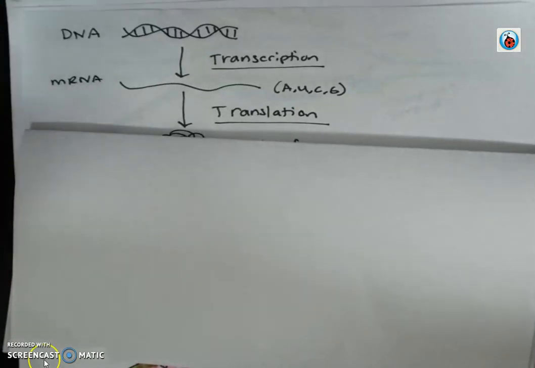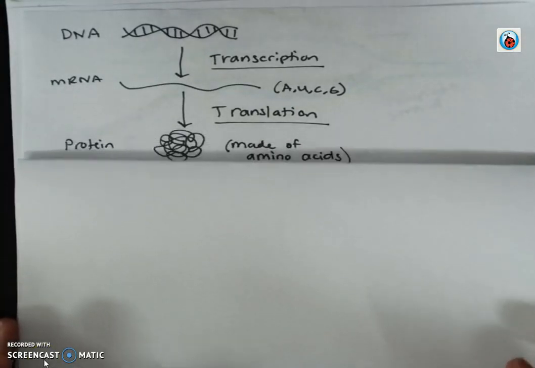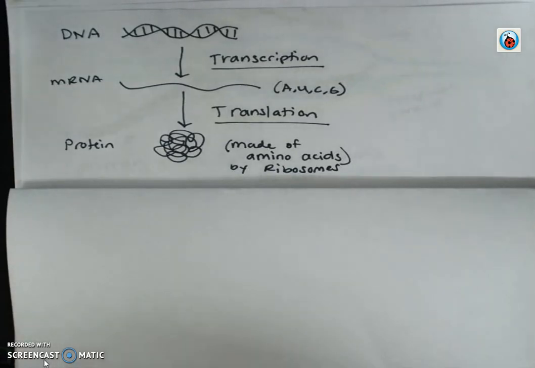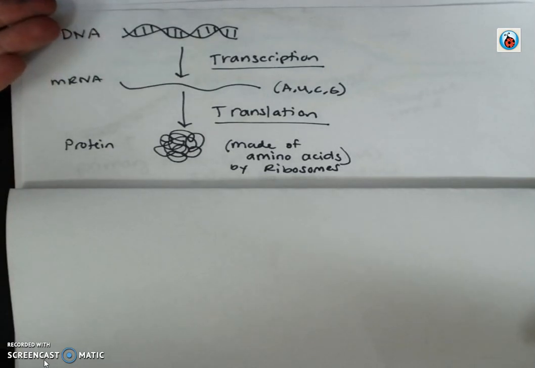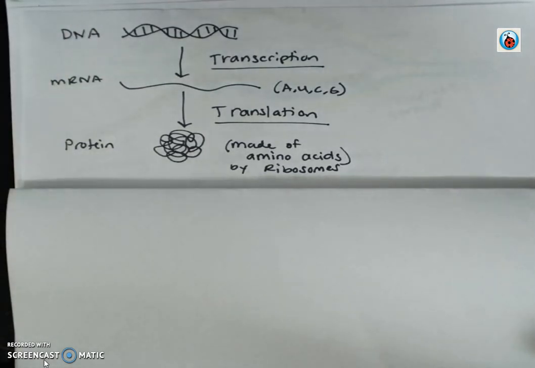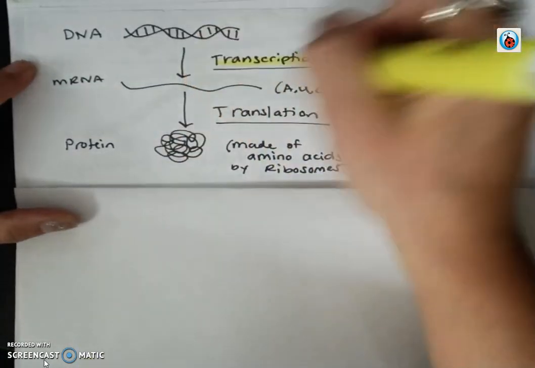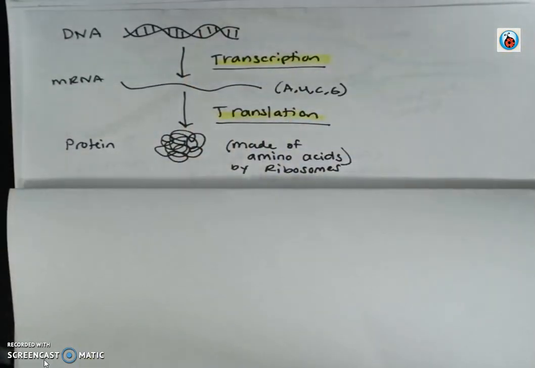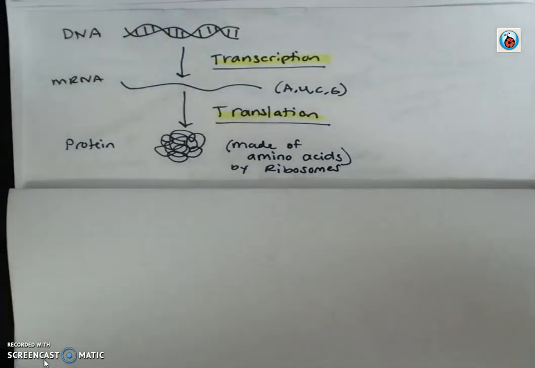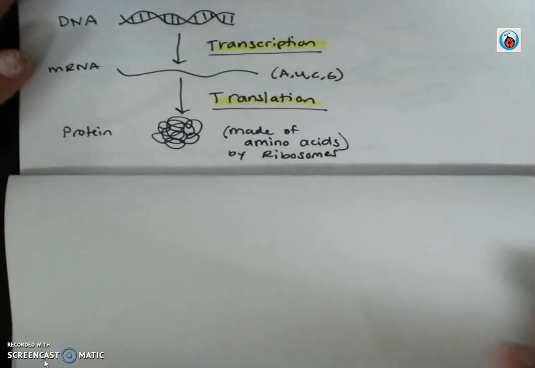Okay, so in this video we're going to look at protein synthesis. Protein synthesis is how we get from the code for making proteins in our DNA to an actual protein. And it has two parts: transcription and translation. So let's go ahead and see how this happens.